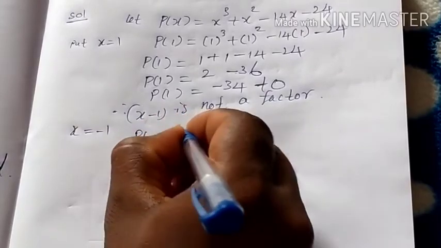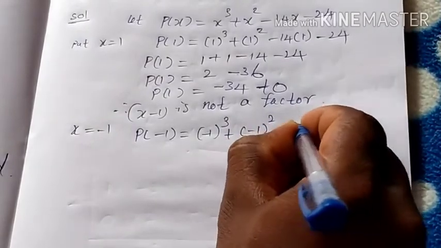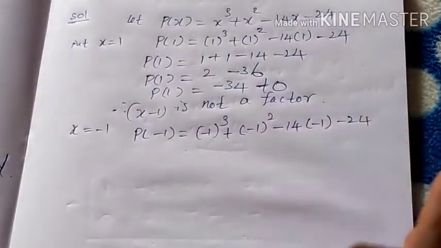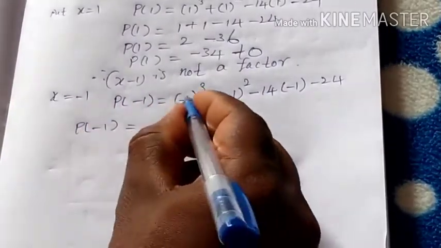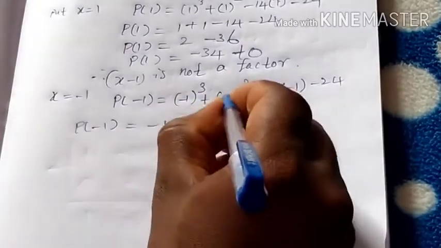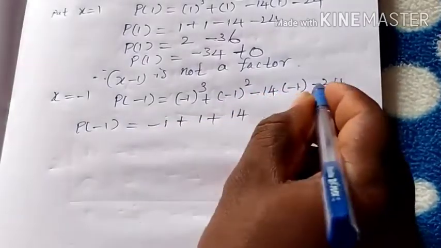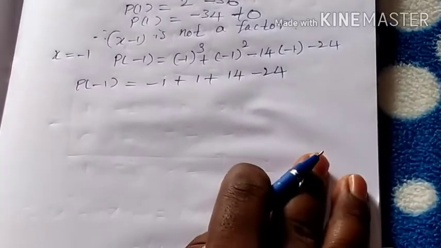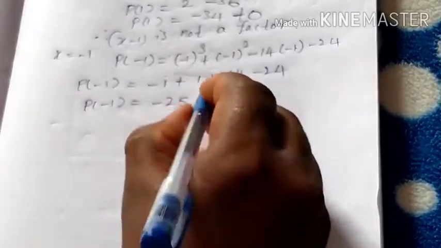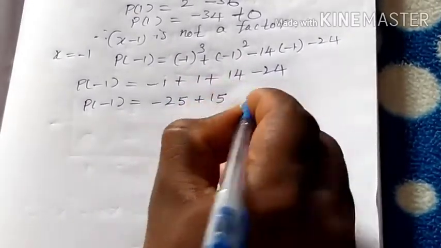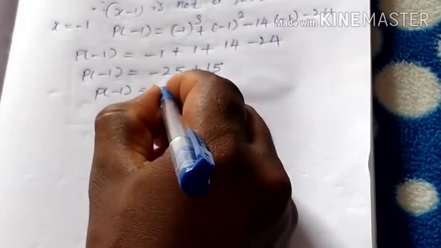So p of minus 1 is equal to minus 1 the whole cube plus minus 1 the whole square minus 14 into minus 1 minus 24. Okay, minus power odd number is minus, so 1 cube is 1 with minus. Minus power even number is plus, 1 squared is 1. Minus into minus is plus, 14 ones are 14, minus 24. Okay, p of minus 1 is equal to minus 1 minus 24, totally minus 25, and 1 plus 14 is 15. So p of minus 1 is equal to minus 25 plus 15, which is minus 10.